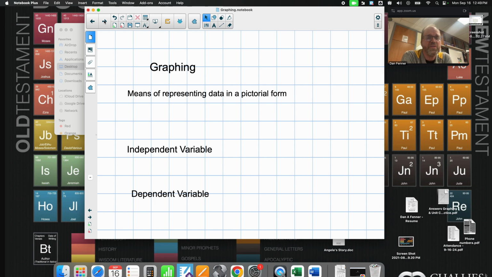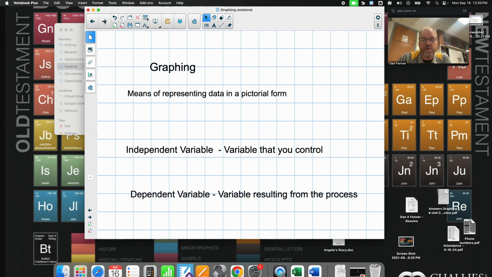Now, what exactly is graphing? Graphing is a means of representing data in a pictorial form. Now, we have two variables that we always examine. The first one is called the independent variable, the variable that you control. The other is called the dependent variable, the results in the process. It's what we get as we do the experimentation. It's what we get from working out the lab.